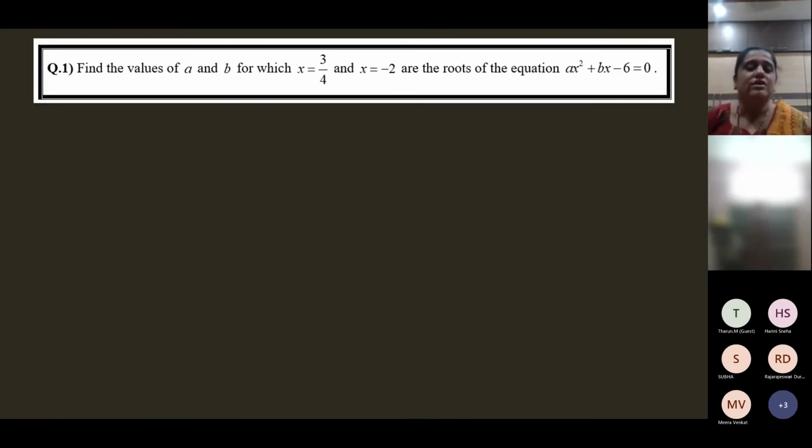See this one. Find the values of a and b. Read the question. We'll give you a minute. Okay, so find the values of a and b for which x is equal to minus 3 by 4 and x is equal to minus 2 are the roots of this equation. And we know that roots will satisfy the equation. In place of x, you should use minus 3 by 4. In place of x, you should use minus 2. And you will get two equations. Solve the equations to find the values of a and b.